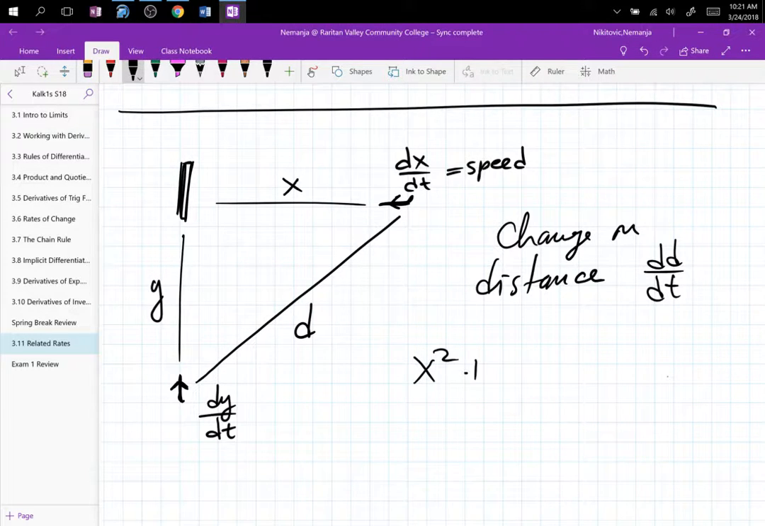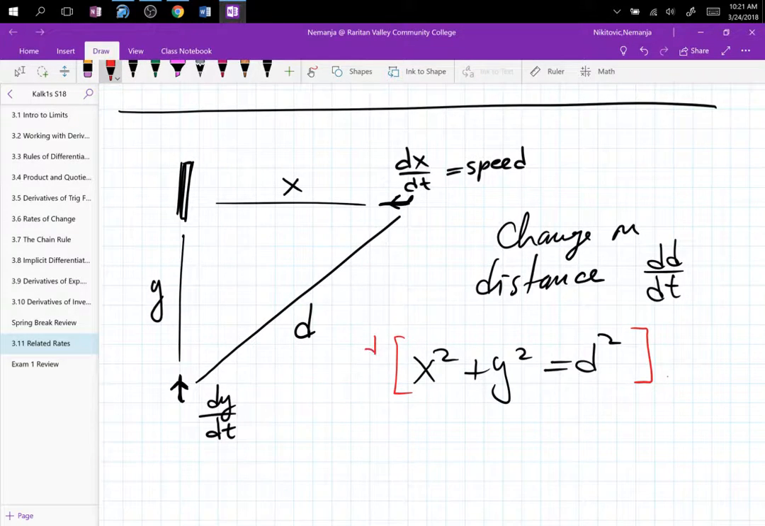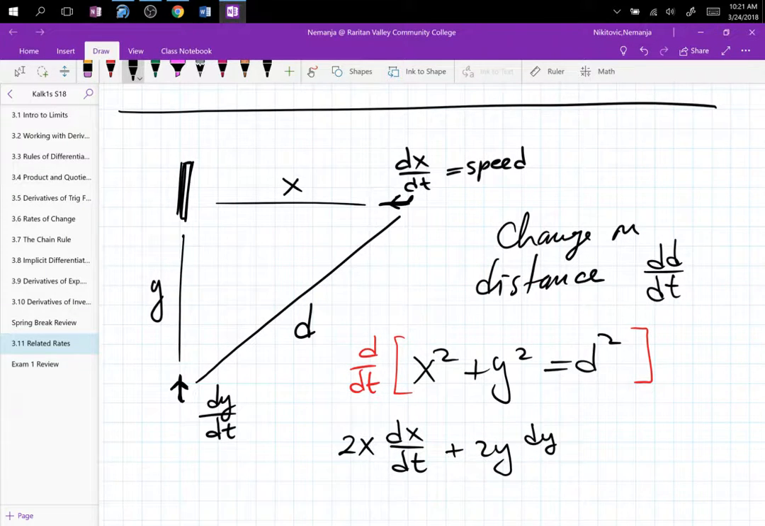Pythagorean theorem says x squared plus y squared is equal to d squared. And at this point, you have all of these things. Let's take the time derivative, see what happens. Sometimes you have to play with these things to get somewhere. Oh, like everything else in life. Derivative of x squared is 2x dx/dt, chain rule, you have to have it. Plus 2y dy/dt. Again, chain rule, you have to have it. And then distance, 2d dd/dt.